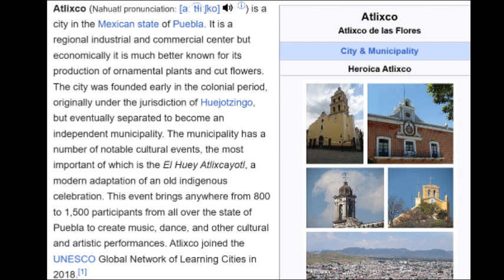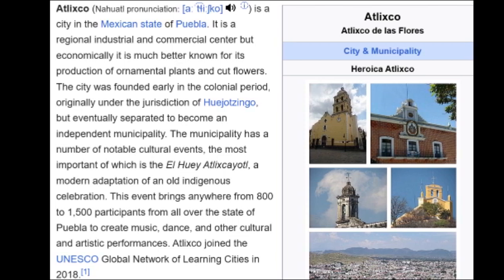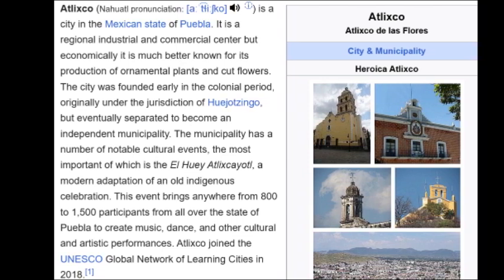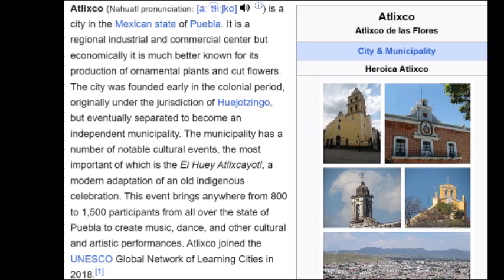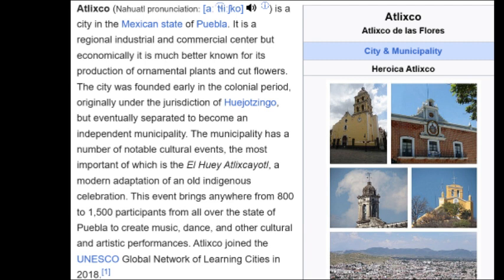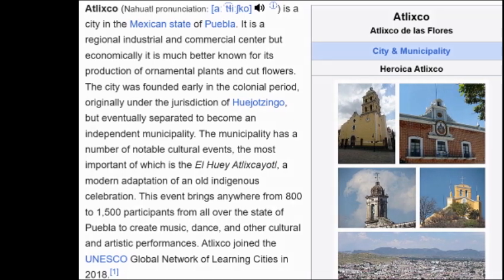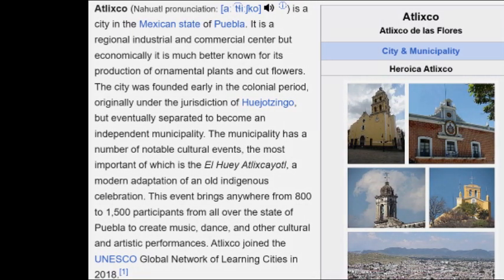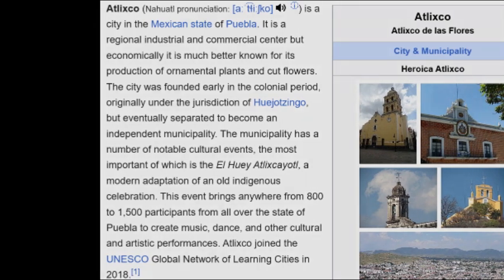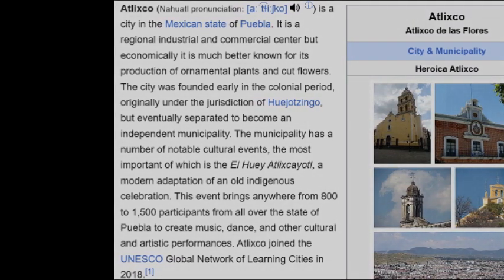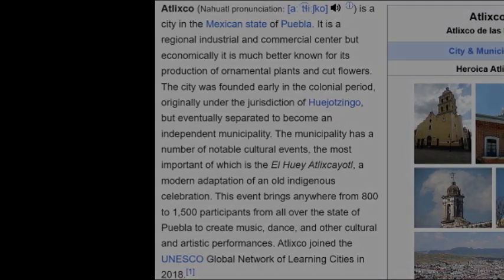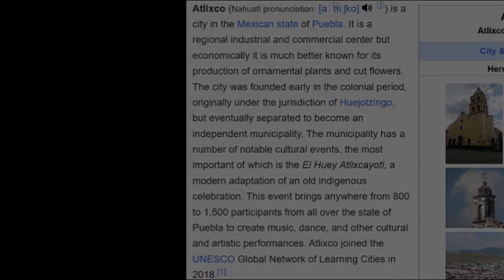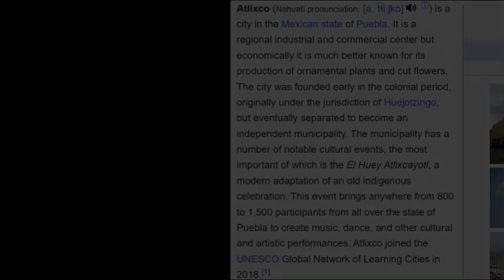Atlixco joined the UNESCO Global Network of Learning Cities in 2018. So what that really means is that the juridical entity of Atlixco, already a foreign-owned corporation, was essentially declared as the subsidiary of the United Nations. Thus, the foreign entity of the UN based out of Europe declares ownership over the region of Atlixco through their overlay of the juridical entity incorporation of Atlixco.